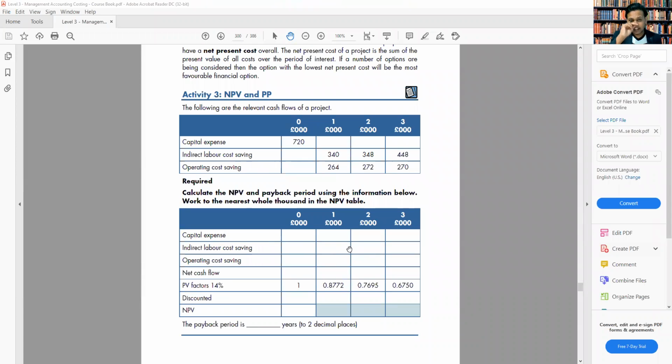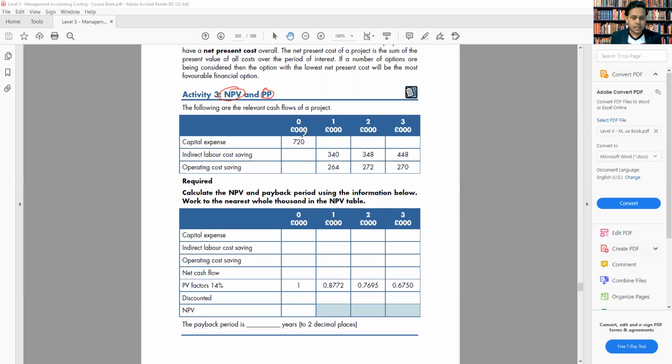The next question we have here again is for NPV and the PP. PP means the payback period. So we have two questions here. One is for the NPV and one is for the PP, that is payback period. This time it's not a cash inflow, but it is a savings. The following are the relevant cash flows of a project.